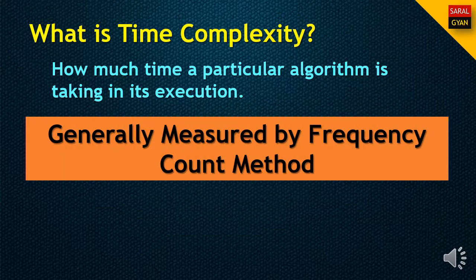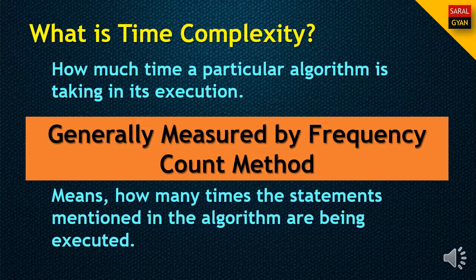Generally we measure the time complexity of an algorithm by the method which is known as the frequency count method. That means how many times the statements which we mention in the algorithm are being executed. Every statement will take a unit time for its execution. So as the number of statements increases in an algorithm, we can say this algorithm will take more time in execution. So ultimately we will measure the complexity, especially time complexity, by analyzing the frequency of the statements.